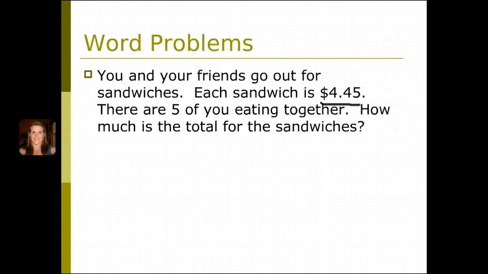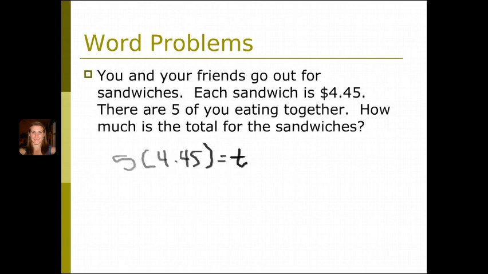$4.45. And if you look back at your chart from the beginning of our slides, each means we're multiplying. Well, how much are we multiplying by? There are 5 of us eating. Each sandwich cost $4.45, so you would simply say 5 times $4.45 to get our total cost.